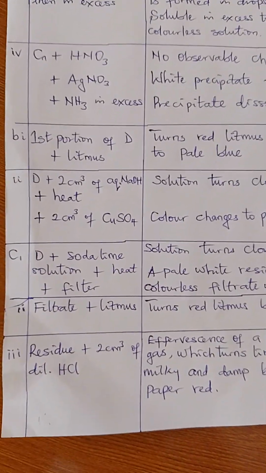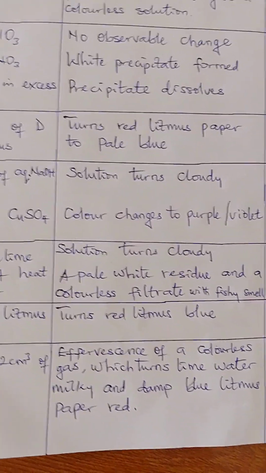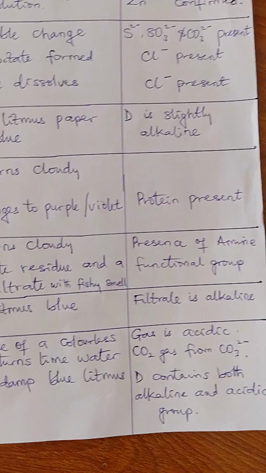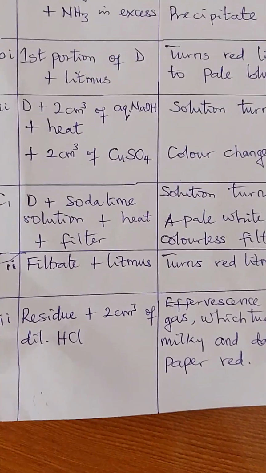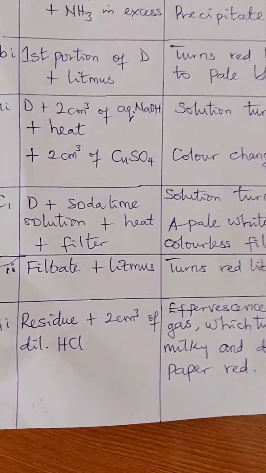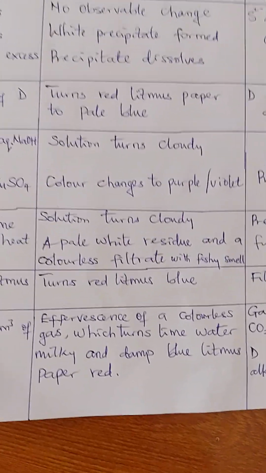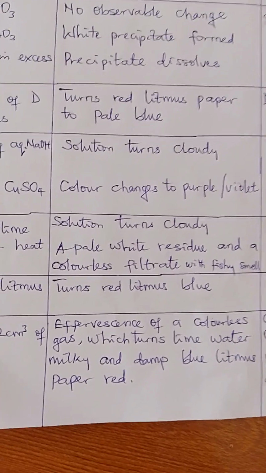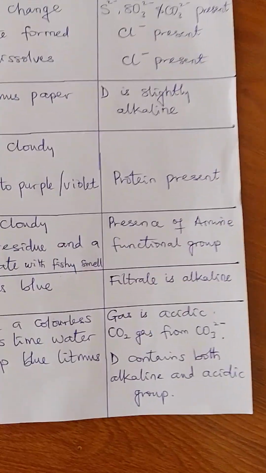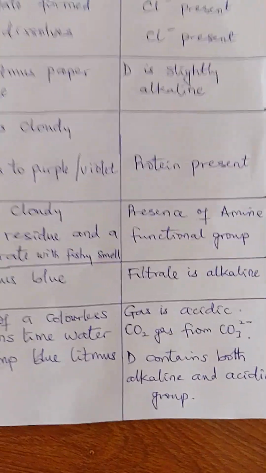Now if you want to test the filtrate and you add litmus paper to it, it will turn red litmus paper to blue, and that confirms that the filtrate is alkaline. You may be given a question whereby you'll be asked to add 2 cm cube of dilute hydrochloric acid to the residue. If you do that, you are going to observe an effervescence of a colorless gas which turns lime water milky and turns blue litmus paper red. And what does that mean? It means the gas is acidic, and there's presence of CO2 gas from CO3 2 minus, and that D contains an alkaline and acidic group.